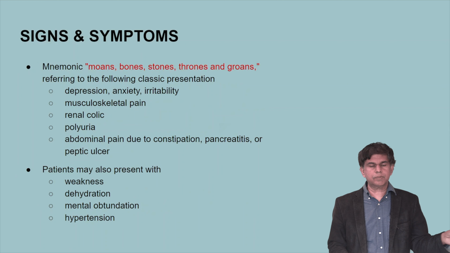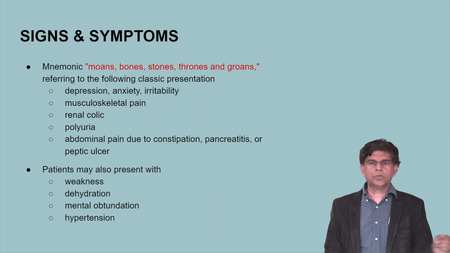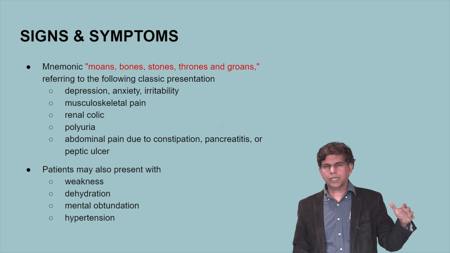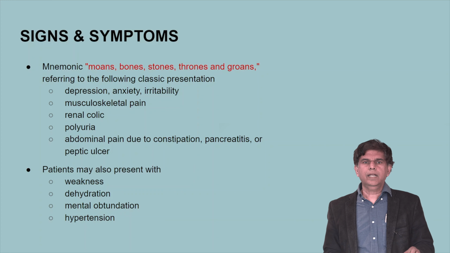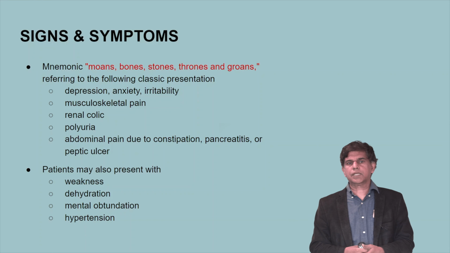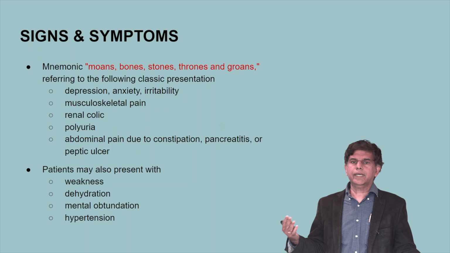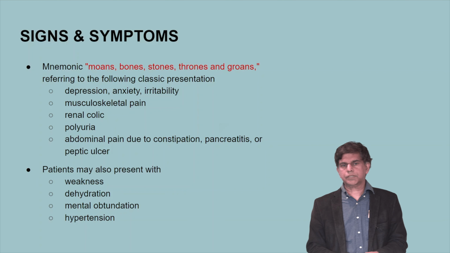Let's look at the signs and symptoms. Everybody knows: moans, bones, stones, thrones, and groans. Moans, you put the psychiatric symptoms like depression, anxiety, irritability. Then you've got bones, musculoskeletal pain. When you talk about stones, it's renal colic, right? When you talk about thrones, it's polyuria, and groans, abdominal pain, severe constipation, pancreatitis, and peptic ulcer disease.